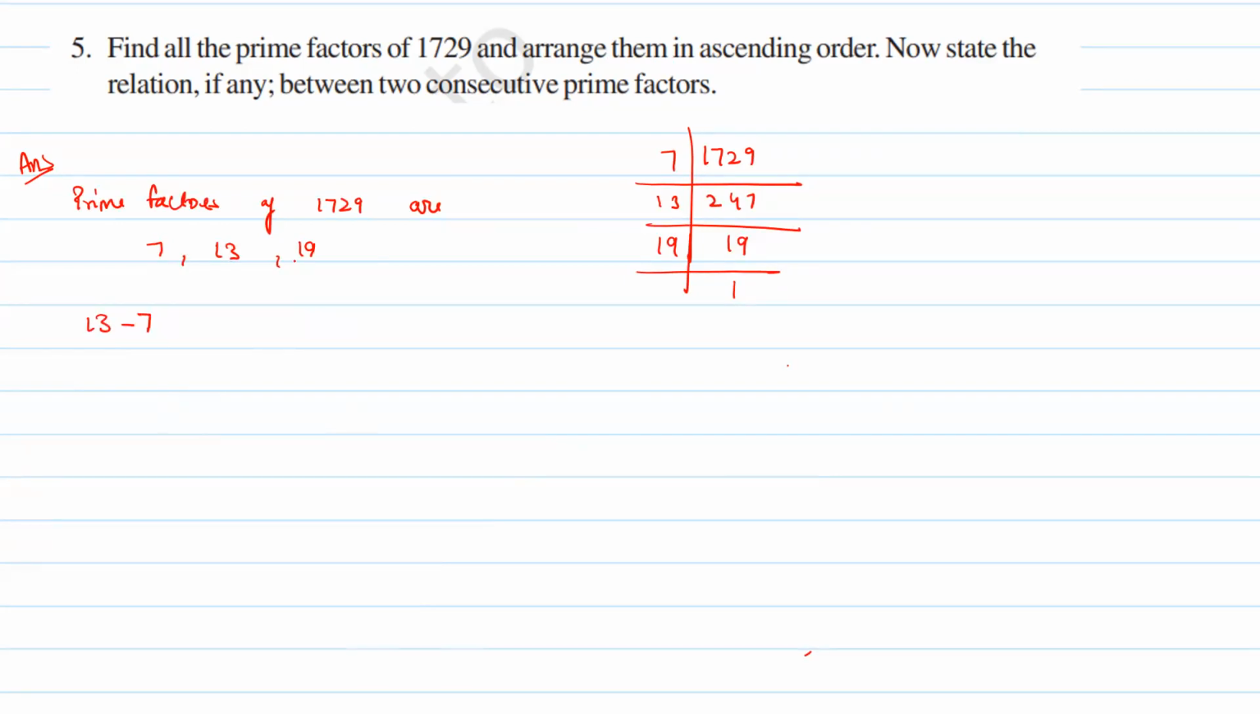We have done it already. Now state the relation, if any, between two consecutive prime factors. So we can see 13 minus 7 is 6, and also 19 minus 13 is 6. So that means the difference is coming out to be 6. This is the relation: the difference between consecutive prime factors.